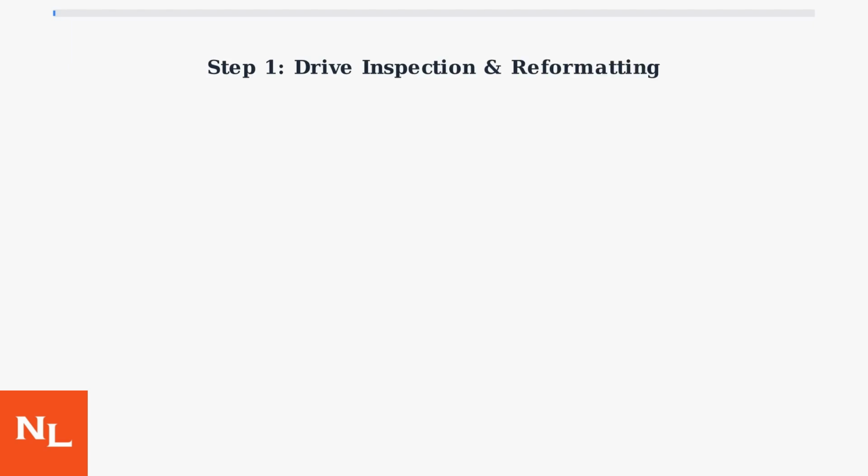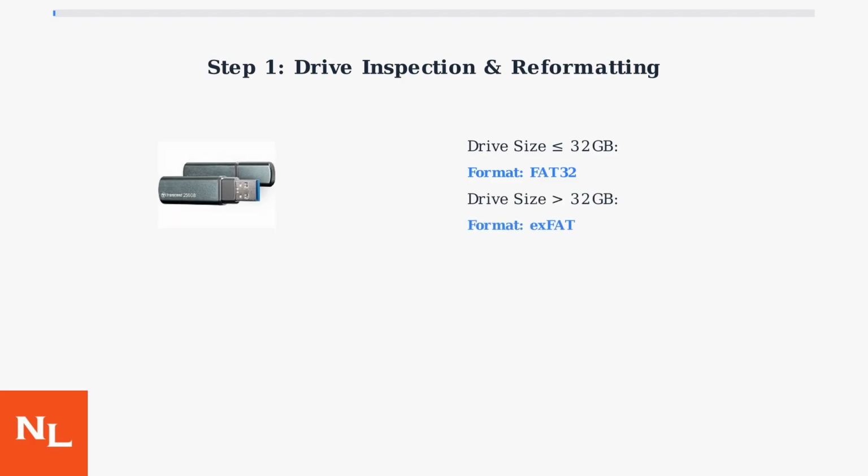The first step in fixing Tesla Dashcam USB drive errors is proper drive inspection and reformatting. This addresses the majority of compatibility issues. For drives 32 gigabytes or smaller, format to FAT32. For larger drives, use exFAT format. This ensures Tesla's system can properly read and write to your storage device.